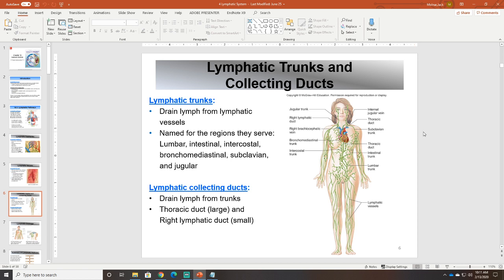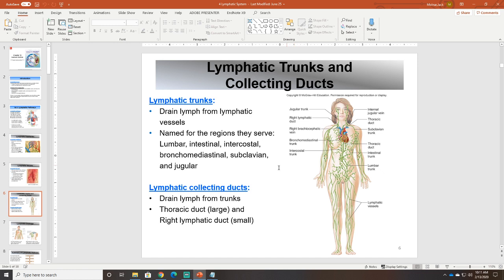So the lymphatic trunks drain lymph from the lymphatic vessels, and they're named for the regions that they serve. You have the lumbar, the intestinal, the intercostal, that's between the ribs, bronchomediastinal, and that would be in this region. The mediastinum is a region which encloses the heart and the thymus up here. And in this region, you'll also see the bronchial tubes branching off. But we'll talk about that when we get to the respiratory unit.